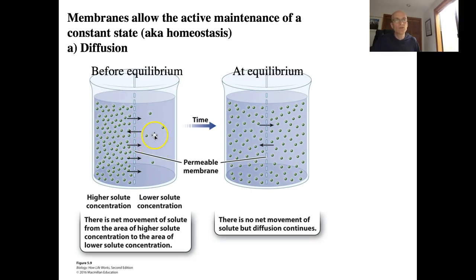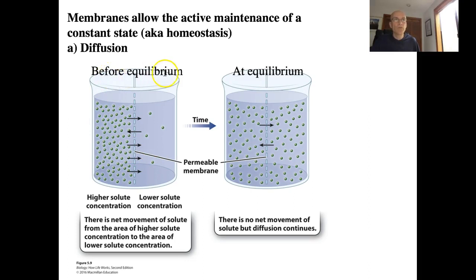a lower solute concentration on this side, where solute means that it's something that's dissolved, right? It's a molecule that is dissolved. It could be an uncharged molecule, it could be an ion. So something that is dissolved is called a solute. So you have a higher concentration here and a lower concentration here. There's a net movement of solute from the area of the higher solute concentration to the area of the lower solute concentration. So in other words, concentration gradient is always important. If you are trying to assess the movement across these membranes, it always goes from higher concentration to lower concentration.